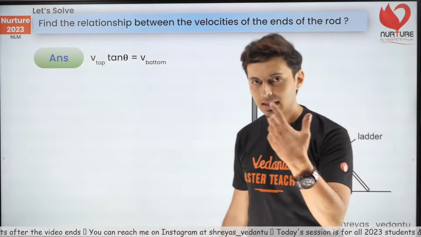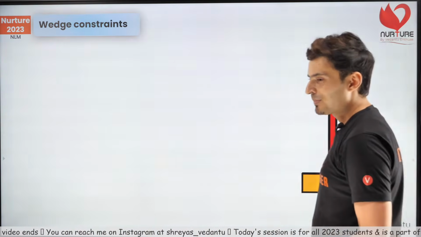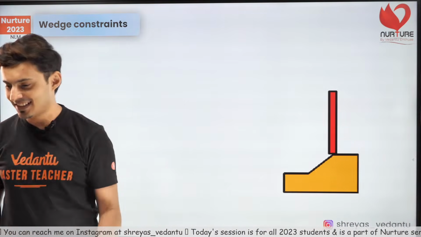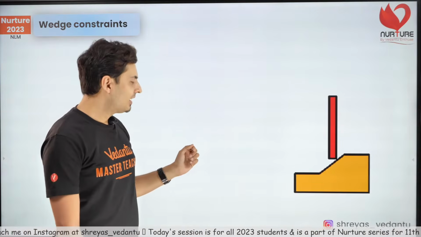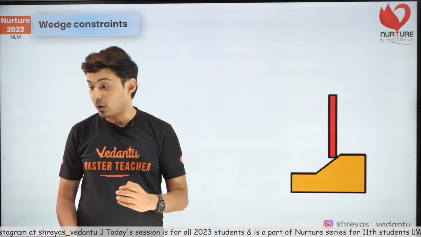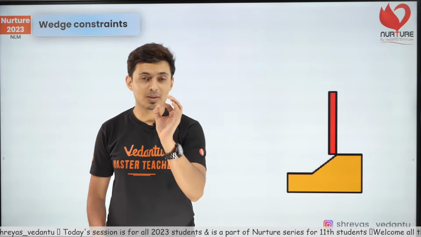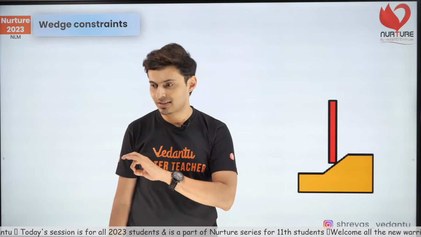Okay, so you got it correct. Let's get going to the next type of question. And look at this. This is wedge kind of constraints. A lot of people get confused over here. I'm going to give you a simple trick by which you will not make mistakes.